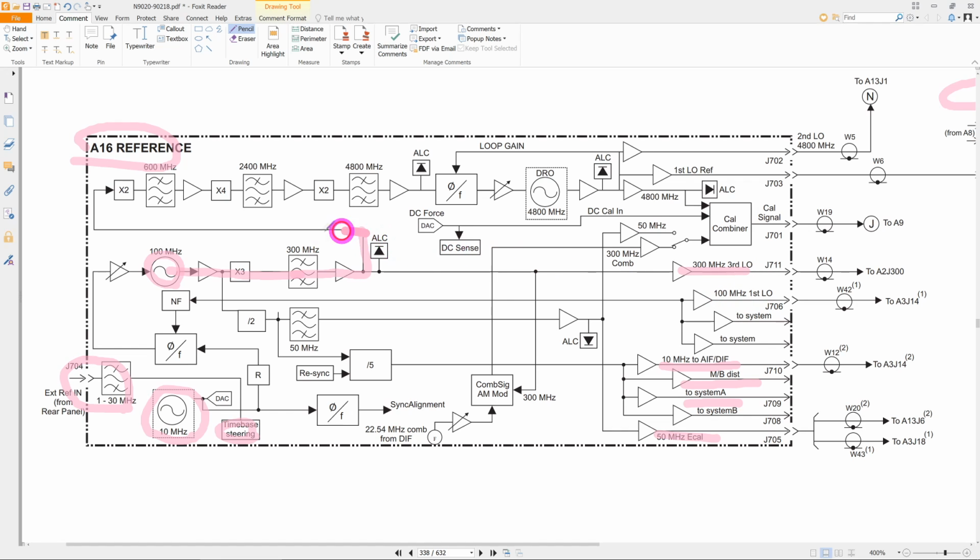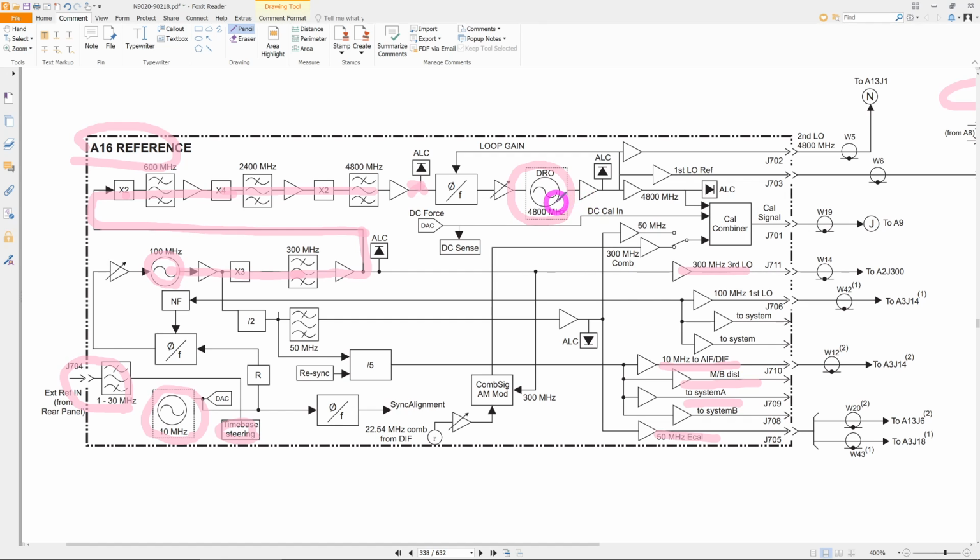So now the output of that comes back over here, and then it gets doubled again. So now we're at 600 megahertz, then it's quadrupled again, 2400 megahertz, doubled again, 4800 megahertz. So now we have a 4800 megahertz signal. It's again leveled one more time with this ALC at this point. Goes into a phase frequency detector again, amplified with the VGA, and then there is a DRO in here, right over here. So this dielectric resonant oscillator is the core frequency generator for the LO portion.